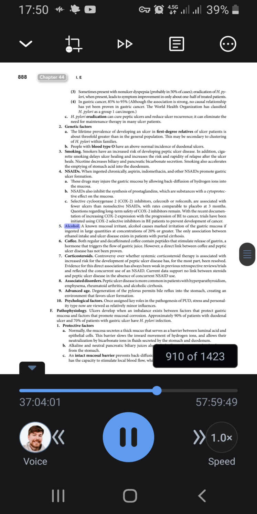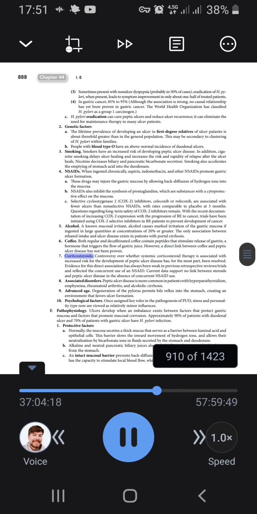5. Alcohol. A known mucosal irritant, alcohol causes marked irritation of the gastric mucosa if ingested in large quantities at concentrations of 20% or greater. The only association between ethanol intake and ulcer disease exists in patients with portal cirrhosis. 6. Coffee. Both regular and decaffeinated coffee contain peptides that stimulate release of gastrin, a hormone that triggers the flow of gastric juice. However, a direct link between coffee and peptic ulcer disease has not been proven.